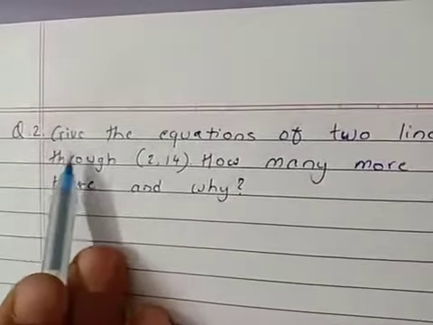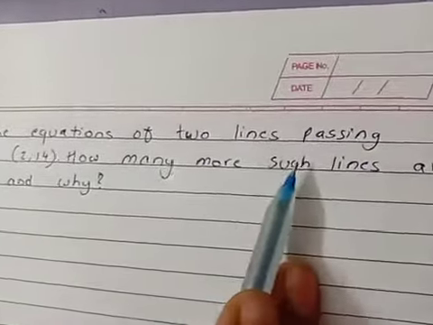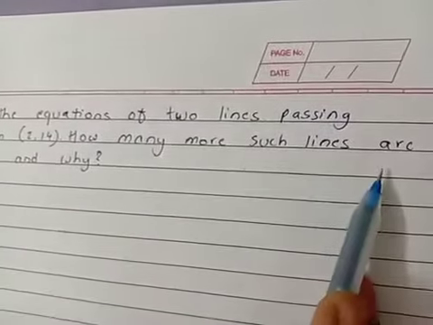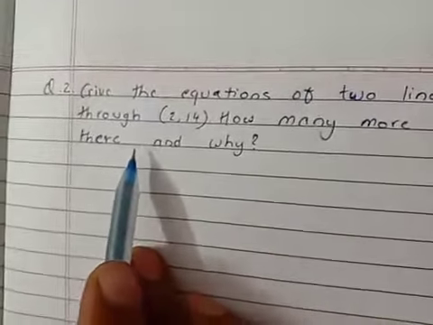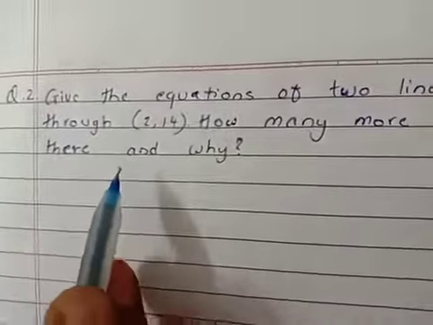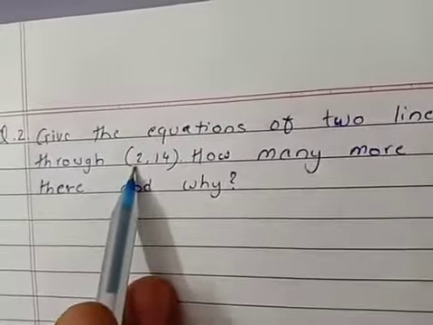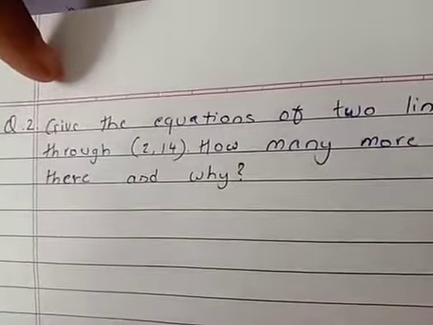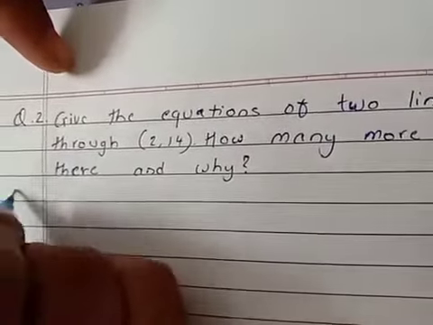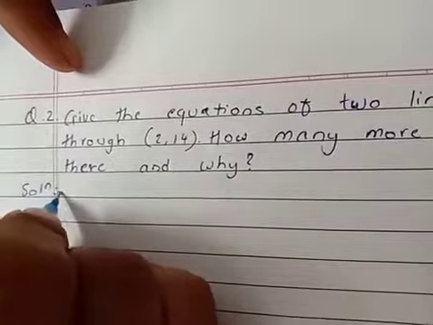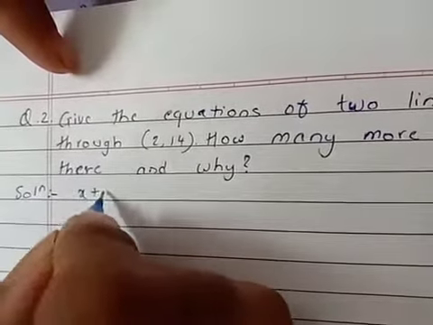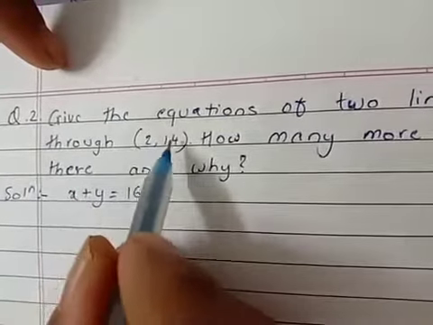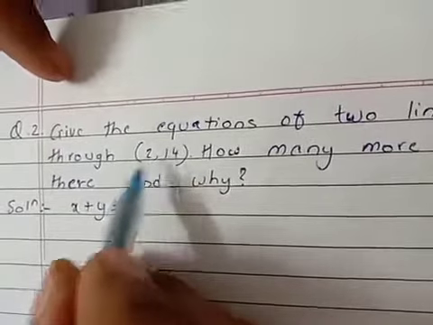Let's solve question 2. Give the equation of two lines passing through 2, 14. How many more such lines are there and why? We have to give reasons. Now we have been given the point x as 2 and y as 14. So we will have to find the equation. The equation can be written as x plus y equal to 16. If you put x as 2 and y as 14, we will get 16. 14 plus 2 is 16.